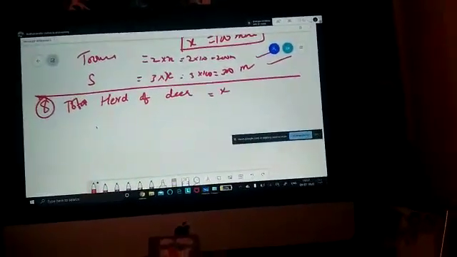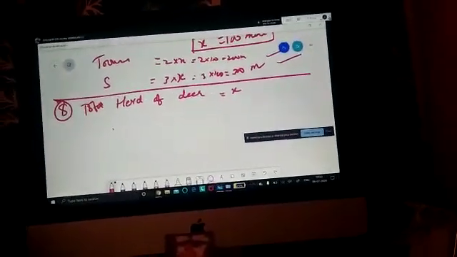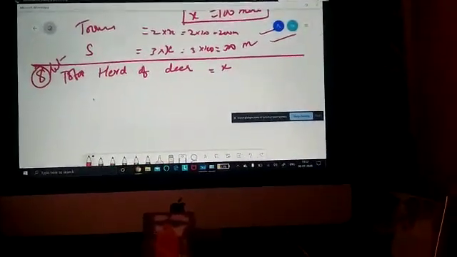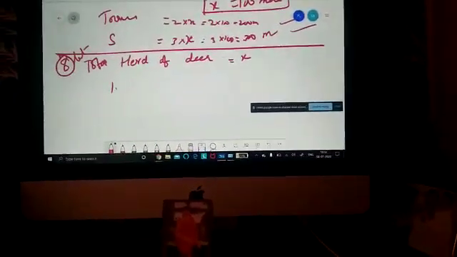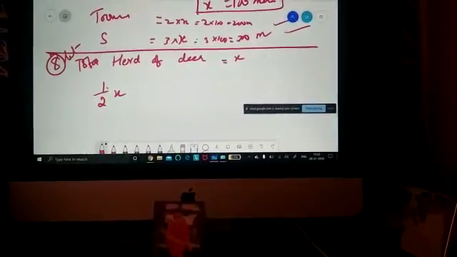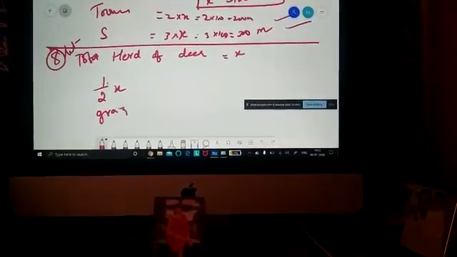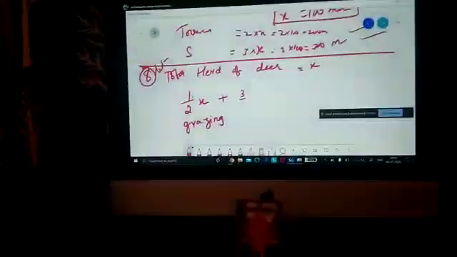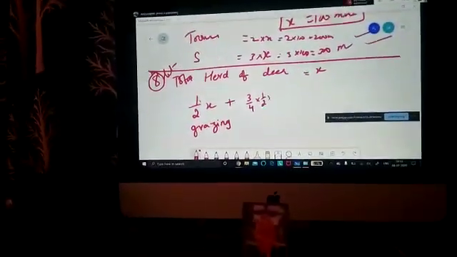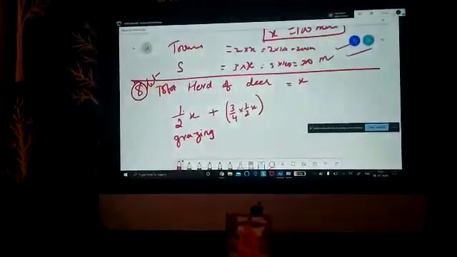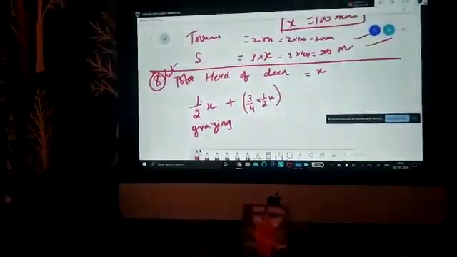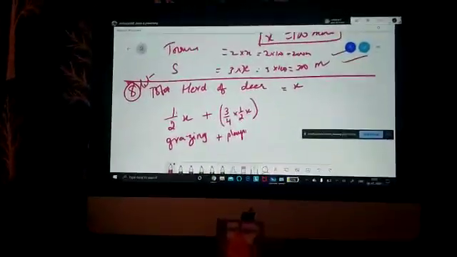Okay, let us consider the total herd of deer to be x. Half of the deer will be grazing in the field. Grazing means what, children? Eating. Then 3/4 of the remaining are playing nearby. 3/4 of the half of x you should do, children. What are they doing? They are playing. So some are playing, some are eating food.